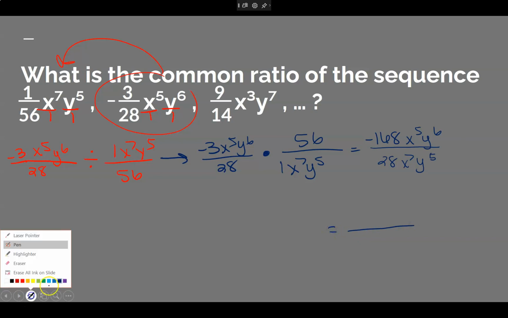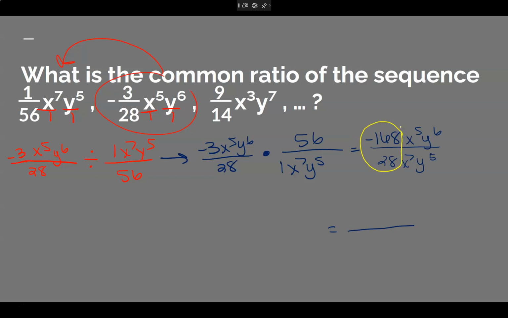Okay, so let's do my coefficients first. Negative 168 divided by 28. What does that give me? Negative 6. Good. Now let's just look at my x's. x to the 5th over x to the 7th. What do I do with my exponents? We're going to subtract them. Good. So what is 5 minus 7? Negative 2. So where is x squared going to go?